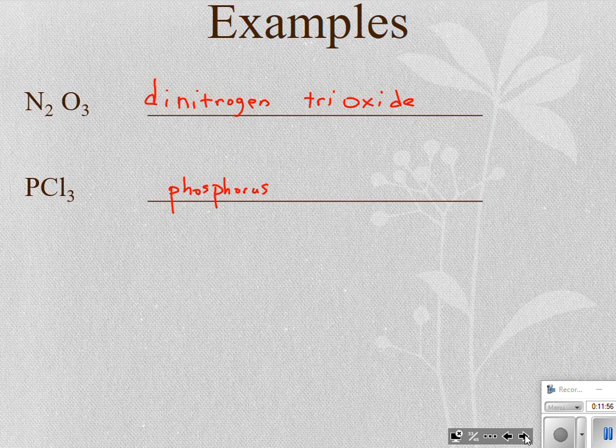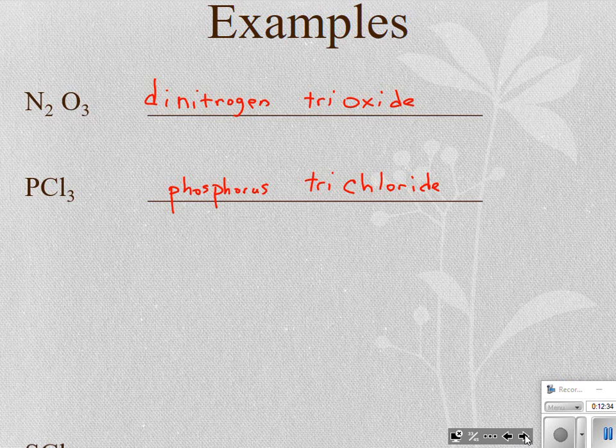What is our second word? Base with the IDE ending? Chloride. How many chlorides? 3. So, phosphorus trichloride. Now, once again, just a little review. What type of elements are we dealing with here? 2 nonmetals, correct? 2 nonmetals.